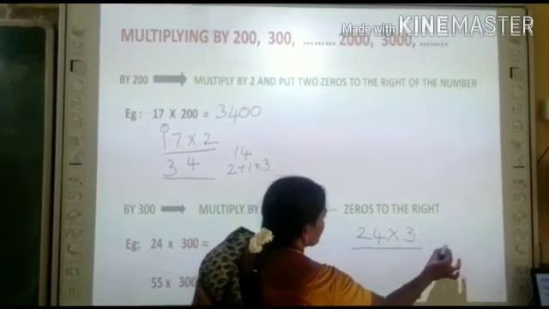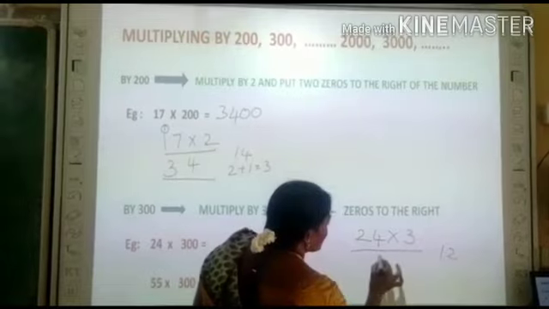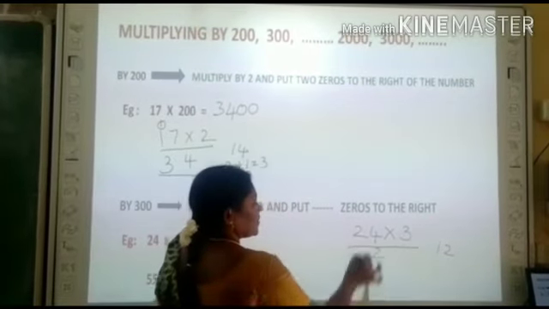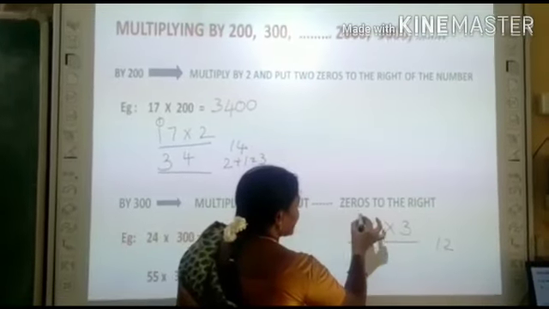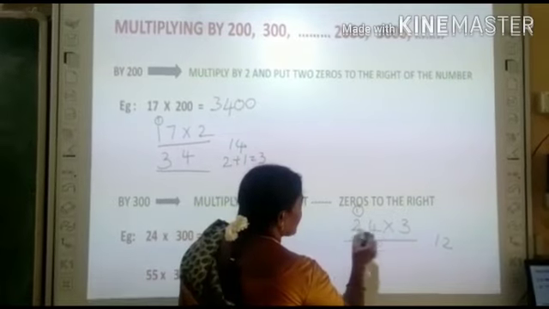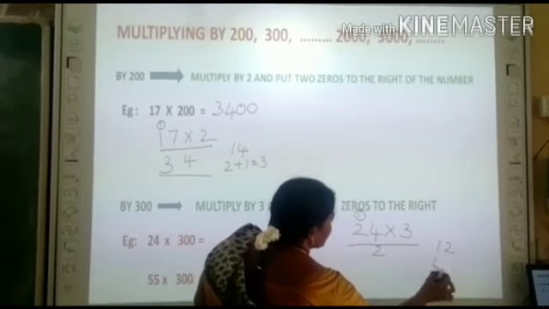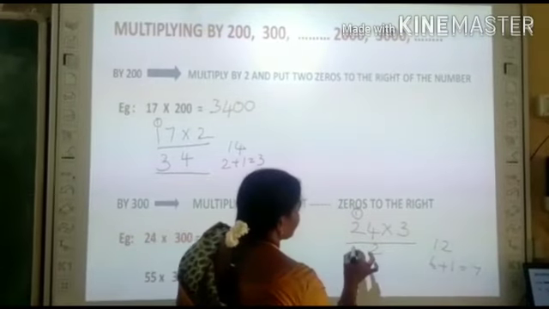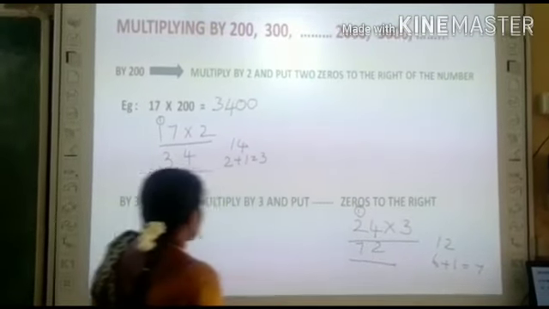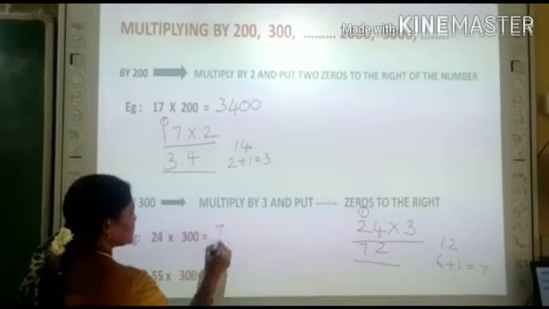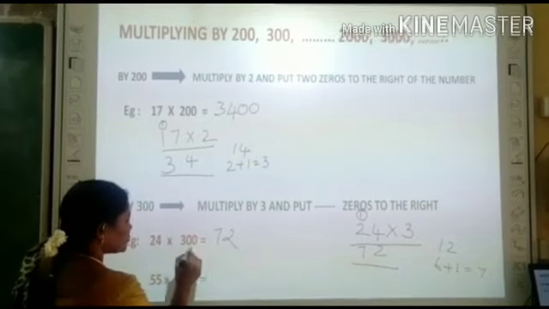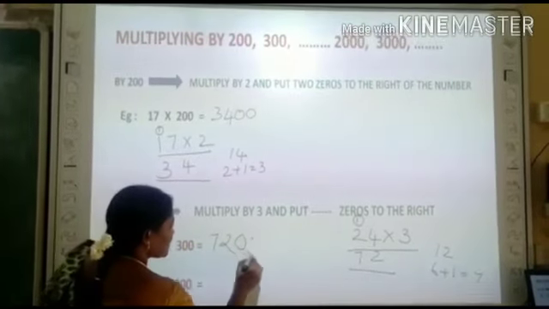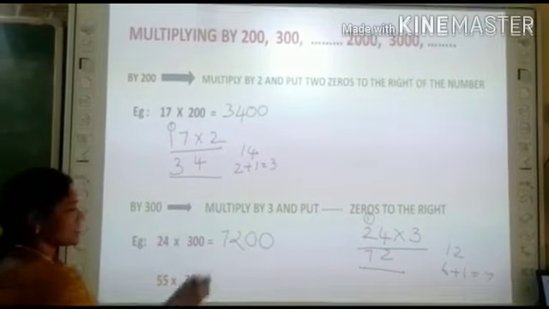3 fours are 12. You write 2 in the ones column. Then 1 is carry over. Then 3 twos are 6, 6 plus 1 carry over number is 7. So the answer is 72. Then we put 2 zeros to the right side of the number. This is the answer.